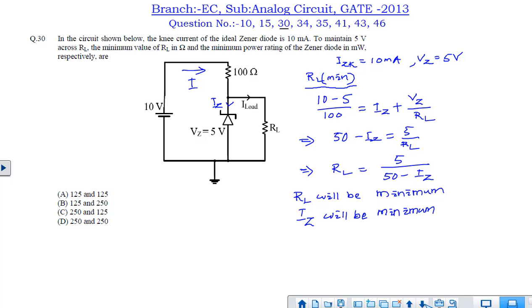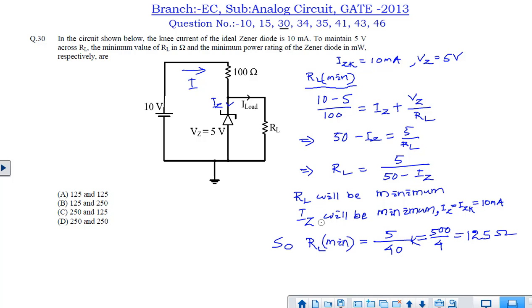So IZ minimum value is IZK, that is 10 milliampere. Okay. So if we solve this, we can find out what is the RL minimum value. That will be coming out as 125 ohm. Okay. So RL minimum value we are able to find out.